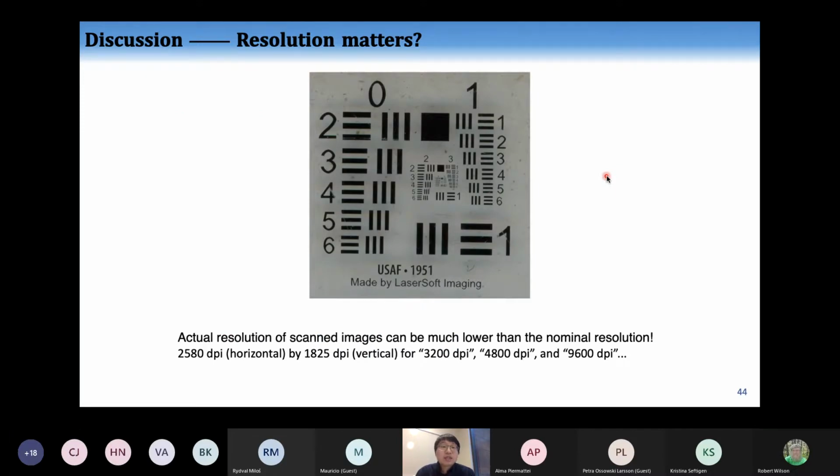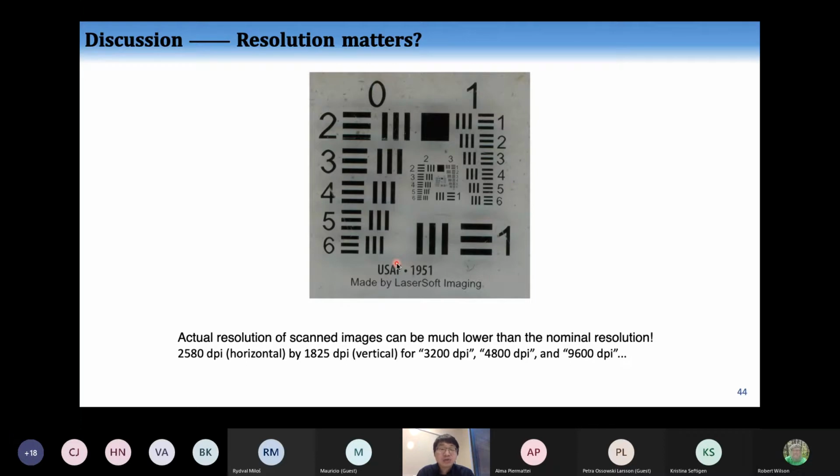So we should look for higher resolution systems, but in fact, this type of measurement resolution is obscured by the imaging systems, for instance, the flatbed scanners we are using, because I found the actual resolution of scanned images can be much lower than the nominal resolutions. I did some tests using resolution targets scanned under different nominal resolutions, and I found the scanner could only produce images with resolutions no higher than around 2600 by 1800 dpi in most cases. So this suggests that we will never reach the nominal resolution that we expect.